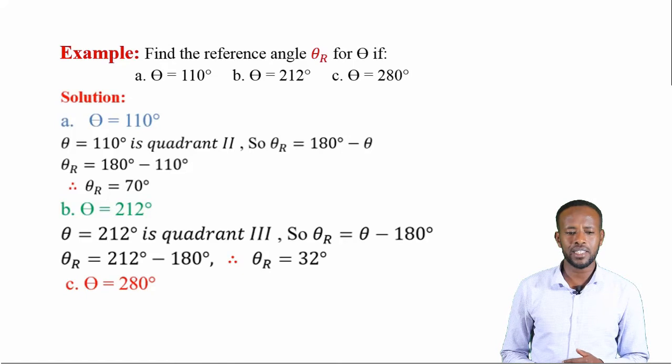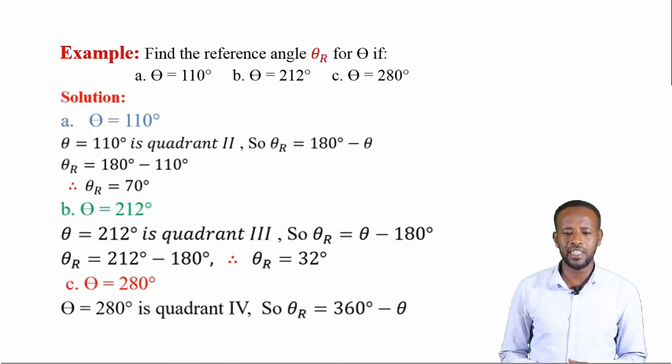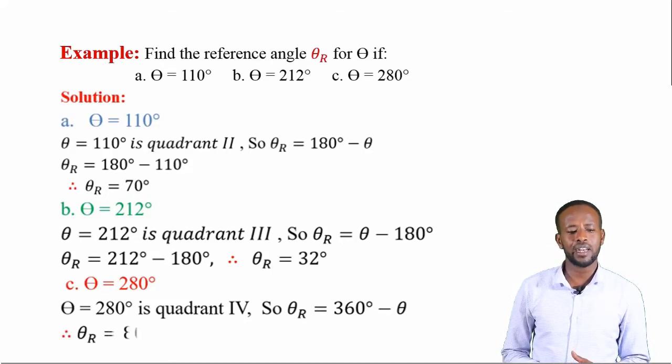Since this angle theta is in quadrant 4, theta R will be obtained as 360 degree minus theta. We will subtract the angle we are given from 360 degree. The answer we get from there, we will call it the reference angle of the angle which belongs to quadrant 4. So now theta R, the reference angle, will be 80 degree easily.